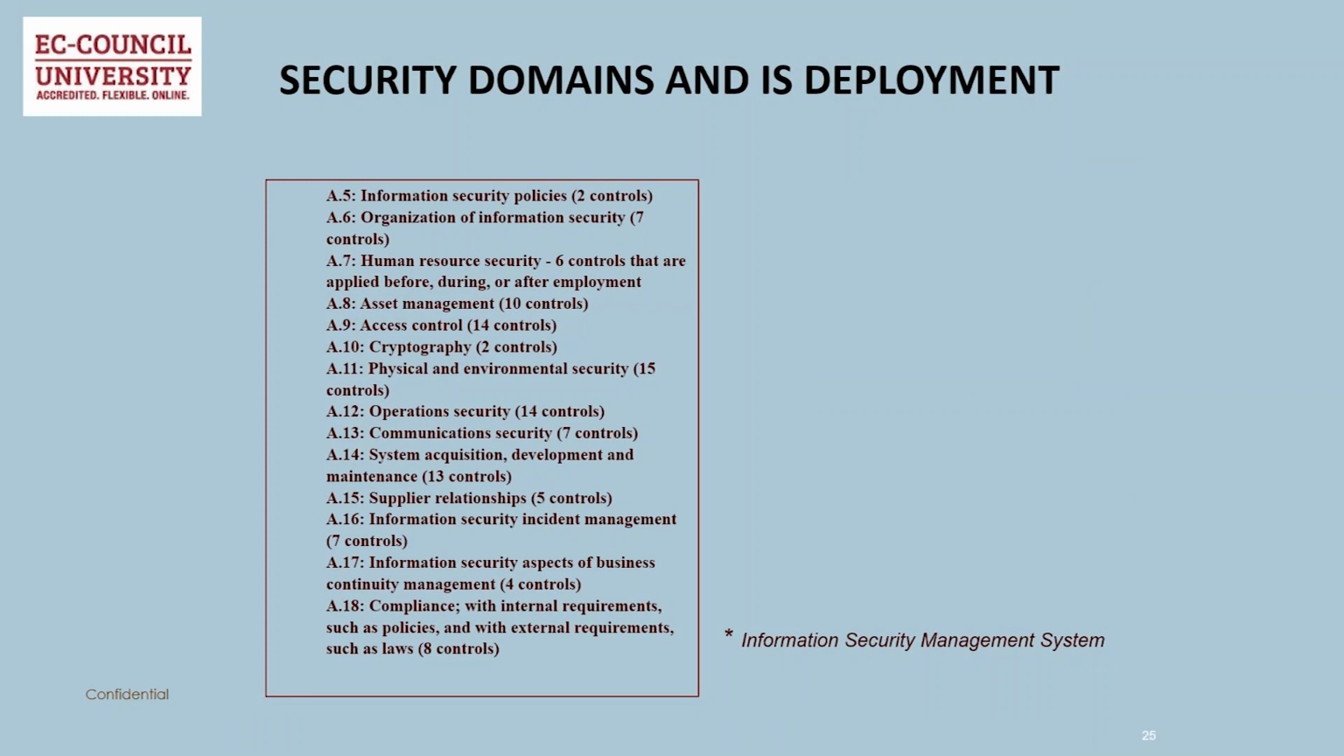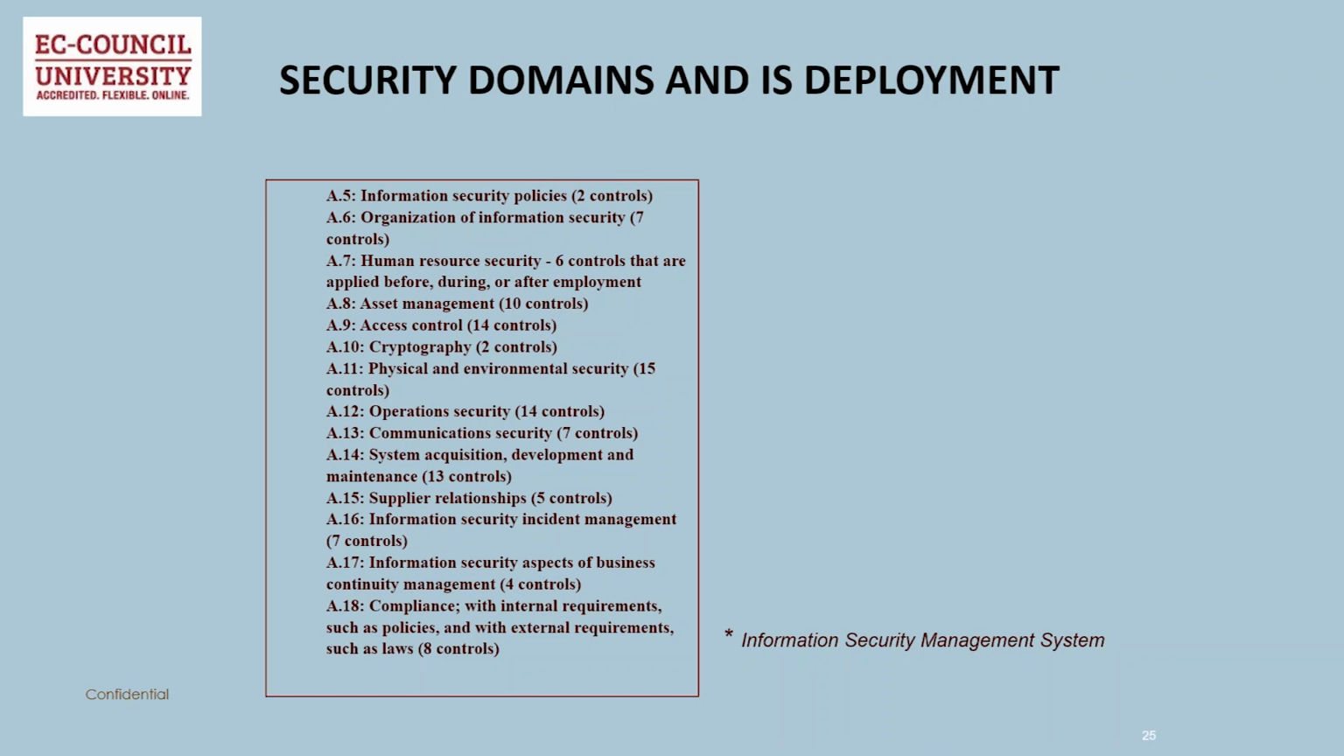We're going to cover the security domains and its deployment. At a high level, we have the information security policy and how we are organizing the information security in terms of having an organization structure, which will involve the various departments. We'll have a chief information security officer. There could be somebody overall overseeing the management committee. So all these things are part of the information security organization.